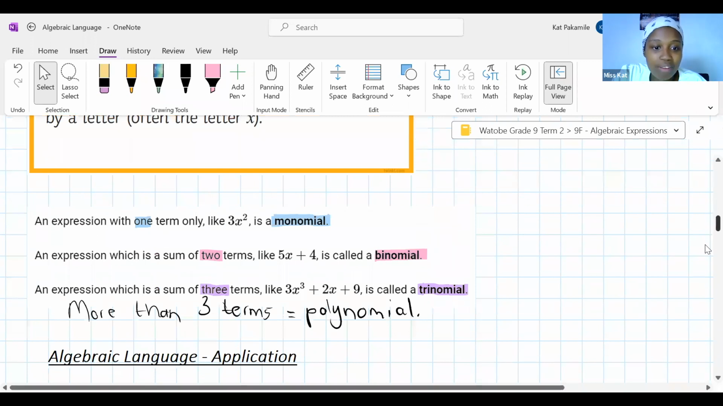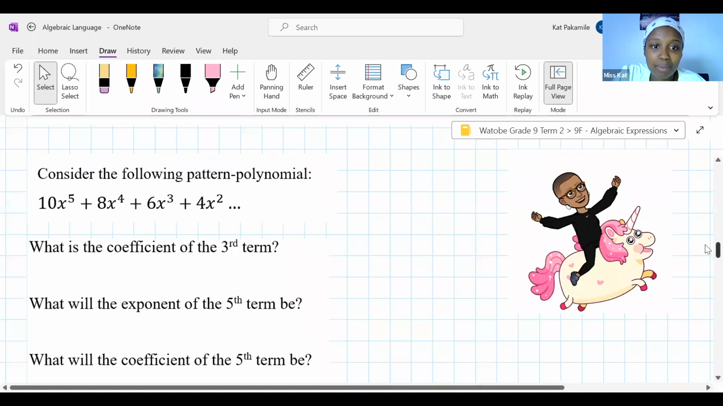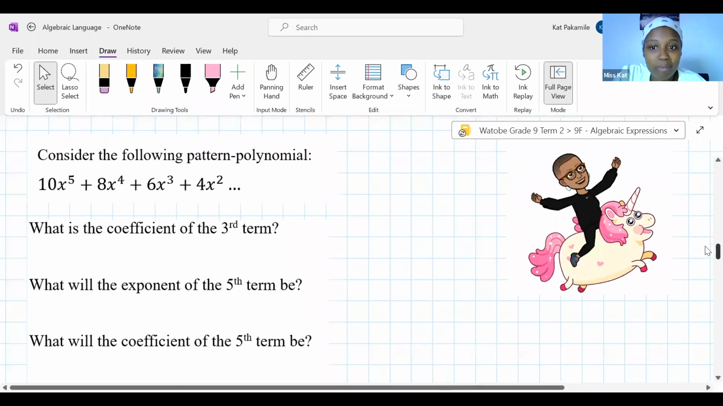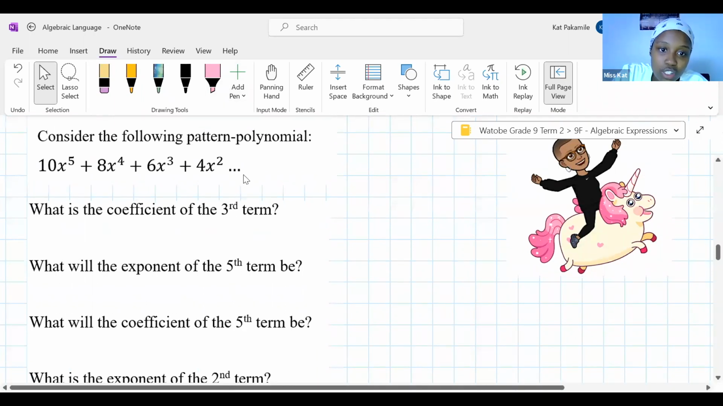Okay, I hope you all have the definitions. Now let's check out what we have here. This is a pattern polynomial. We just finished number patterns, so I thought this would be fitting. So this ... means it goes on. Okay, it carries on, and you keep the same trend. And Bridget is already like, bah.